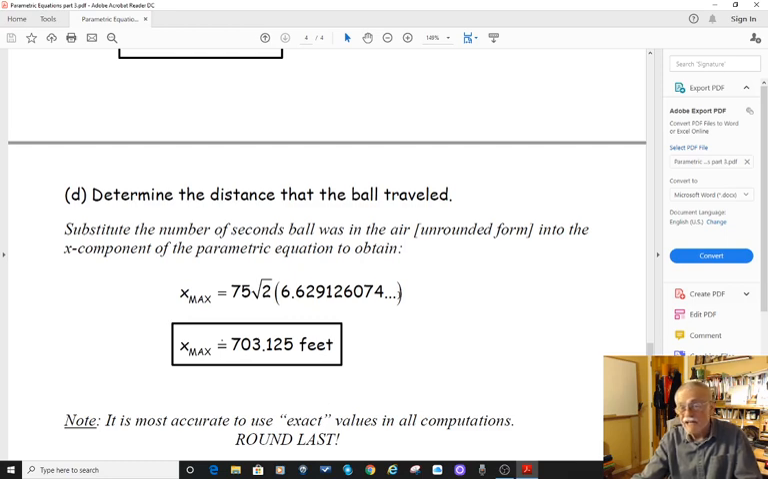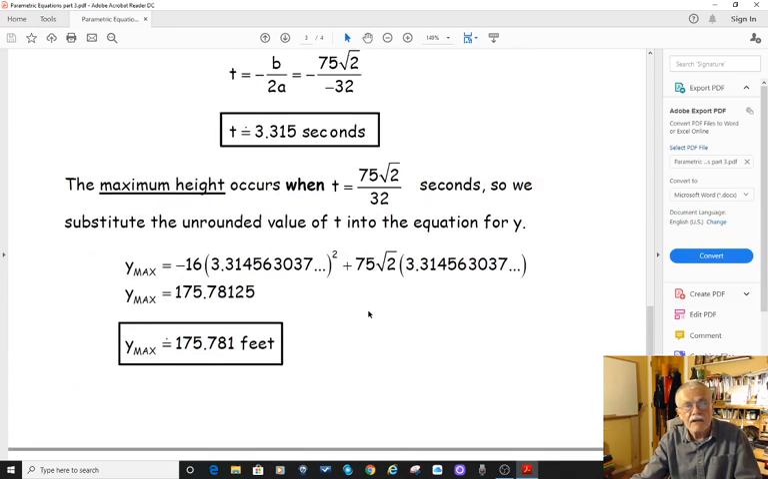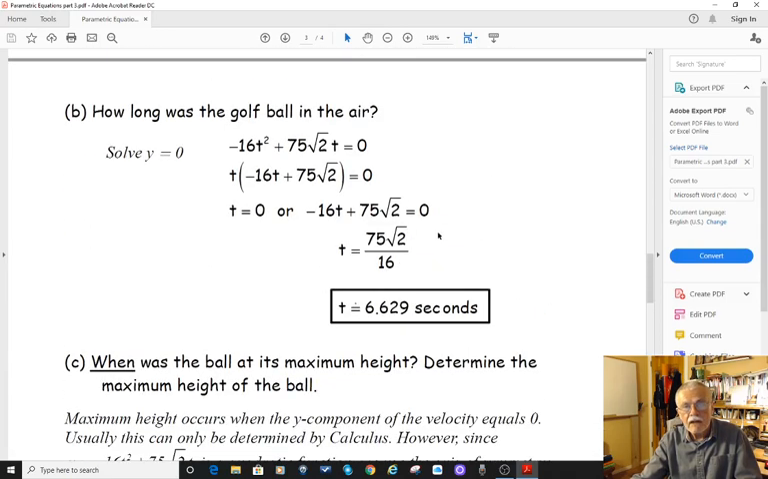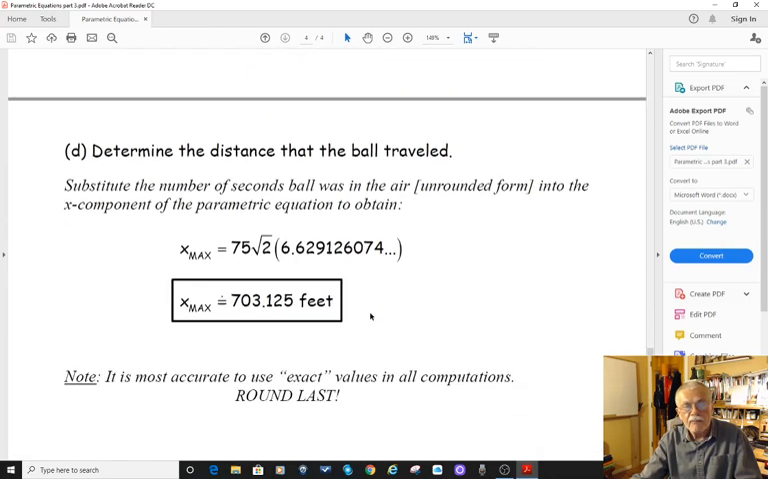We're going to call this exact because we got the dots on the end. If you leave off the dots, it's not really exact, it's rounded. Or you can use 75 rad 2 over 16 and plug that in here, and that will work out fine as well. But at any rate, you put this in your calculator, you get X max approximately 703.125 feet. Again, this means approximate.